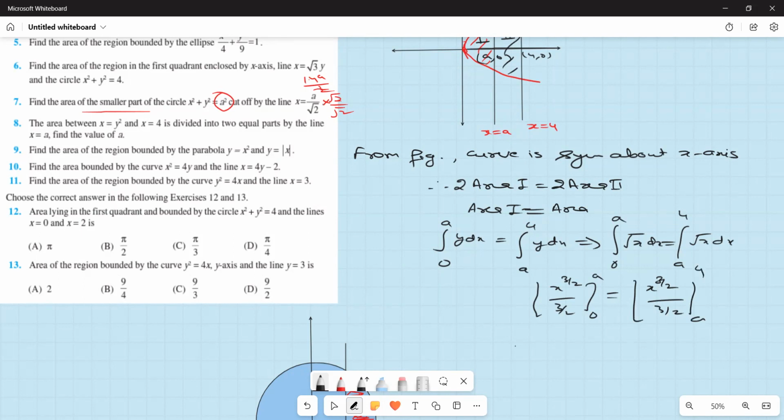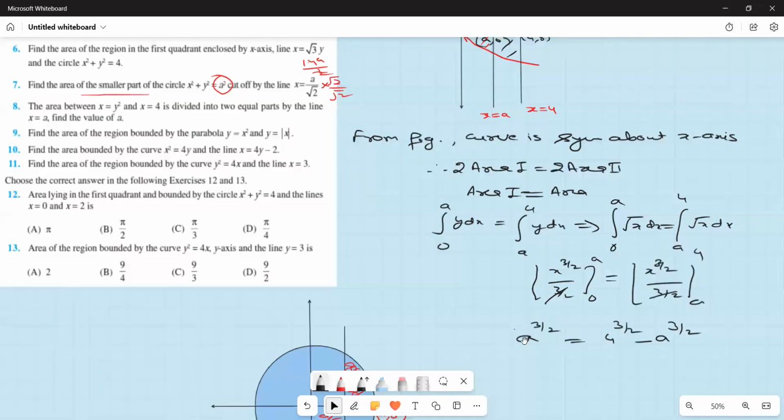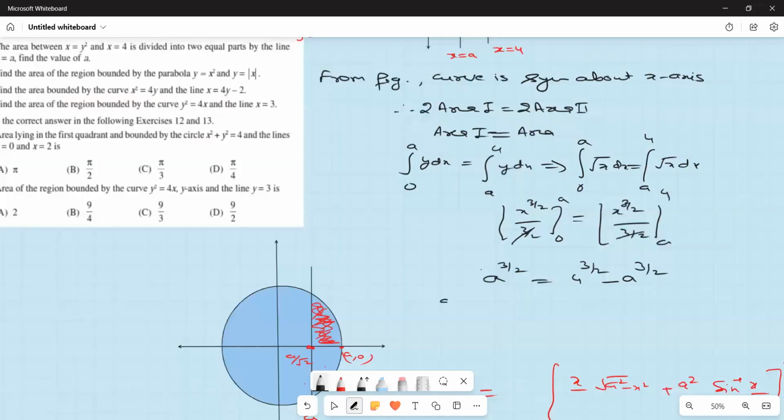So this is giving me 3 by 2, 3 by 2 cancel both the sides. So I am just getting a 3 by 2, our lower limit is 0 this side, is equal to 4 raised to power 3 by 2 minus a raised to power 3 by 2, right? If I bring a to this side, so this will give me twice of a raised to power 3 by 2 is equal to 4 cube is 64.